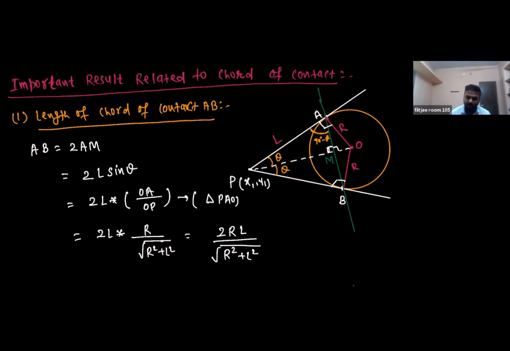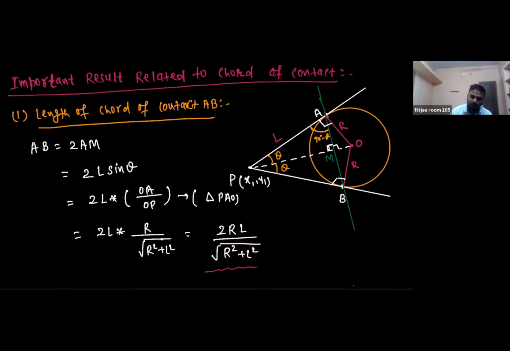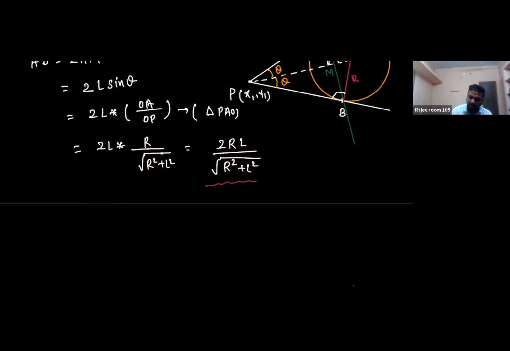So you can see this is a very important and interesting result. What is the first result? Length of chord of contact AB. If I want to find the length of chord of contact AB, I am getting 2RL divided by square root of R square plus L square. In this result, anyone having a problem, you can raise your hand. If it is clear, then I will move to the next result. Is it clear to everybody?